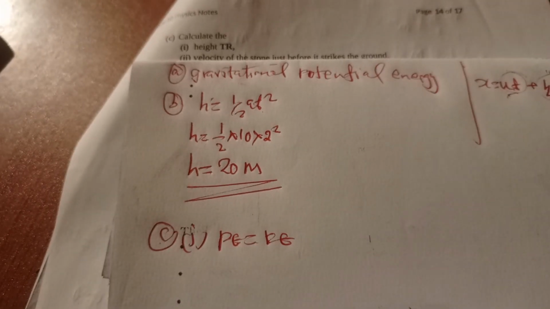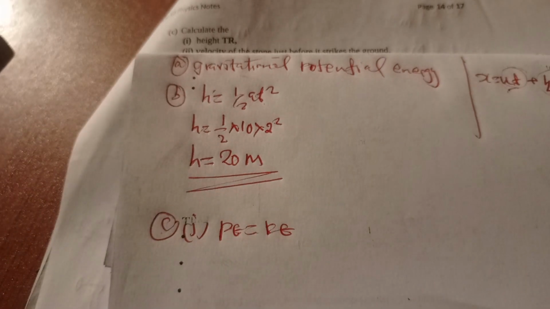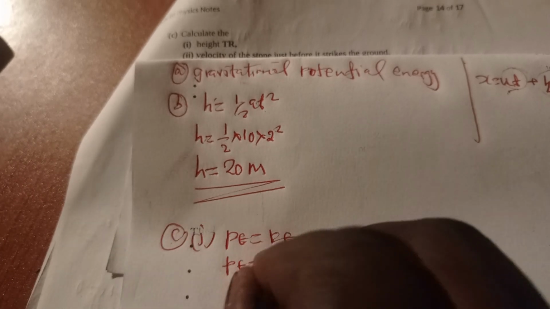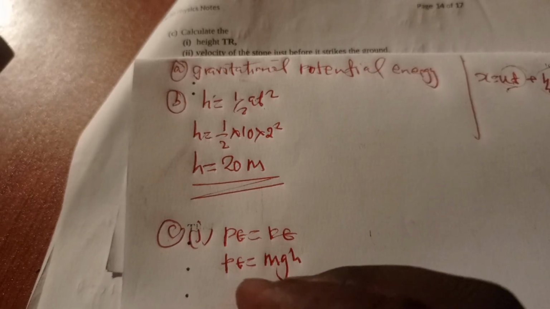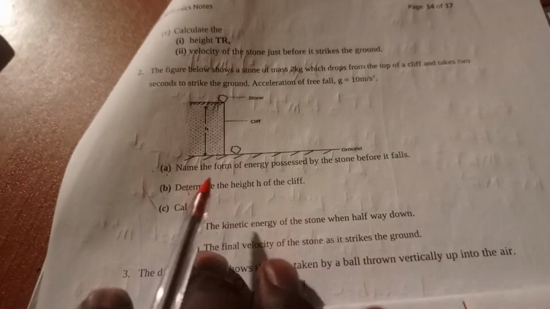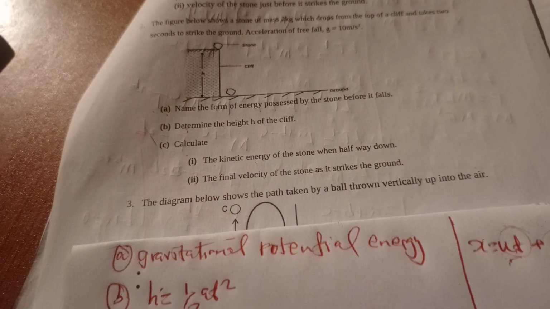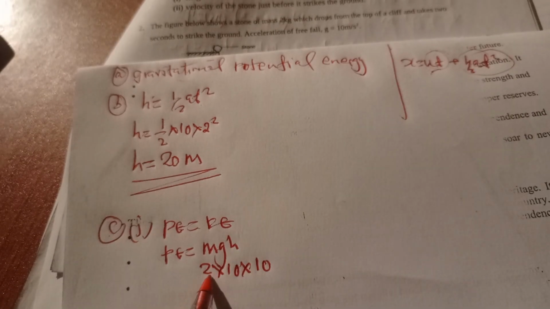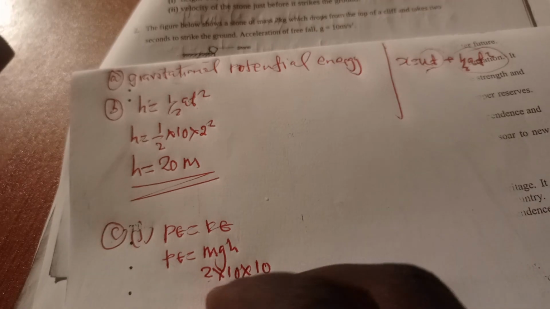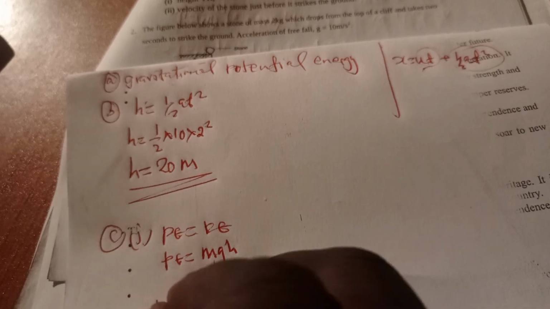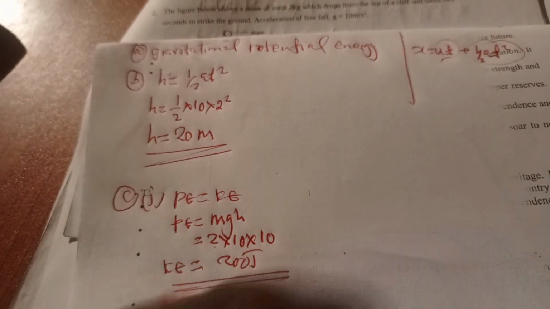Now, since the mass is given in the question, we can use the formula for potential energy. So potential energy is equal to mgh. The mass of the stone is 2, gravity is 10. I know the height is 20 here, but they said halfway, so it means 20 divided by 2, which is 10. So I multiply now: 2 times 10 times 10, which is 200. 200 what? Joules. So therefore kinetic energy is equal to 200 joules.